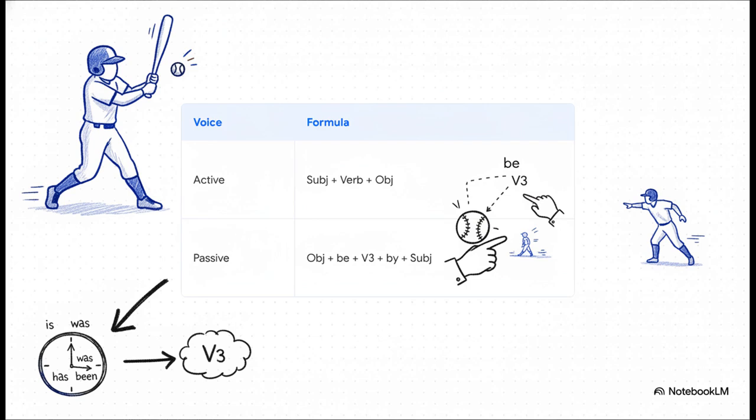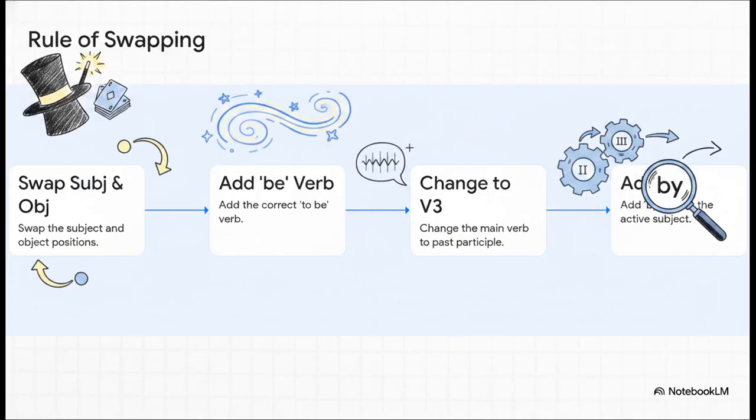The absolute non-negotiable rule here is that a passive voice sentence always requires a conjugated form of the to-be verb, like is, was, or has been, paired directly with that V3 past participle of your main verb. So, to put that math formula into practice, you really just need this simple four-step trick.